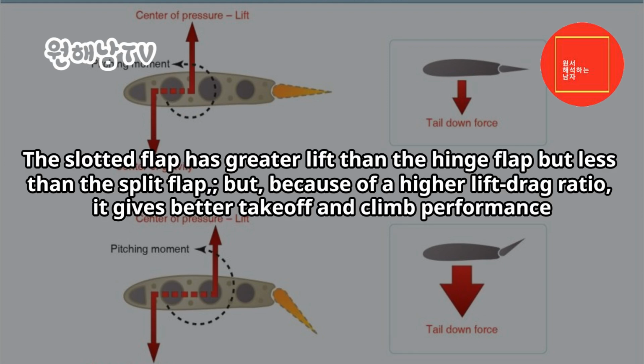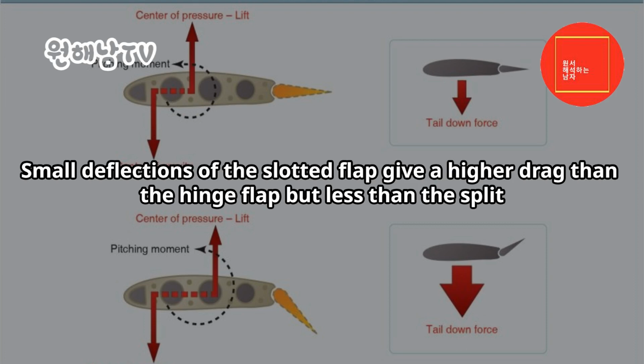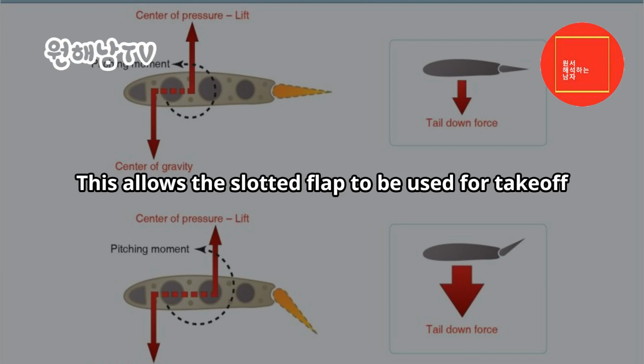The slotted flap has greater lift than the hinge flap, but less than the split flap, but, because of a higher lift-drag ratio, it gives better takeoff and climb performance. Small deflections of the slotted flap give a higher drag than the hinge flap but less than the split. This allows the slotted flap to be used for takeoff.